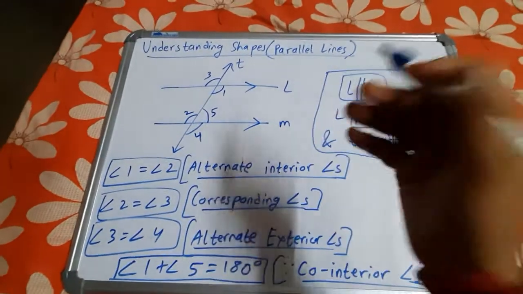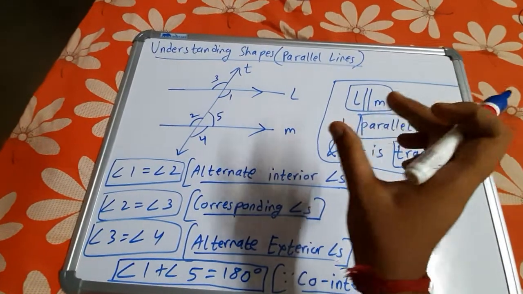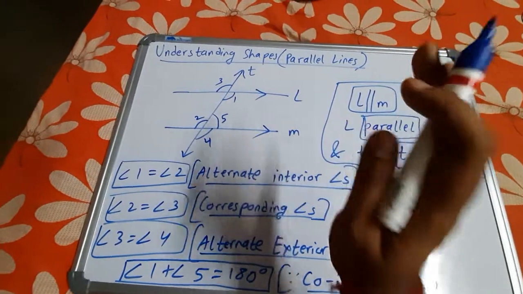So parallel lines are like rail lines. You can say that they don't coincide, they don't meet each other. Okay, so they are always far apart from each other. That is the meaning of parallel lines.